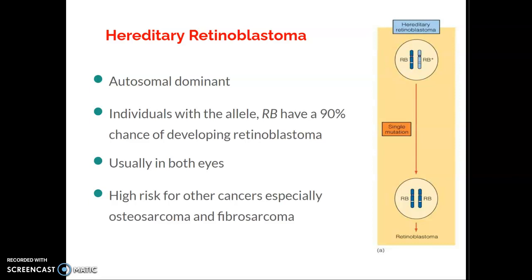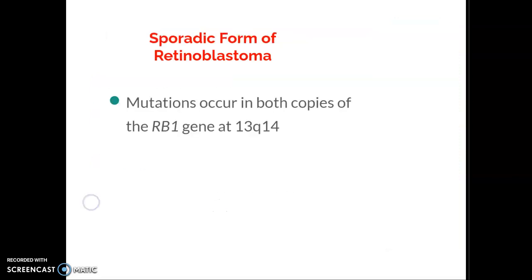Now, as you can see, if this person has the mutation to begin with, like Melissa, there's a 90% chance of them developing retinoblastoma. This usually occurs in both eyes because all the cells in the body have the mutation. And because all the cells in the body have this mutation, osteosarcoma and fibrosarcoma are also going to be seen too. Now, if it's sporadic, it's a little different story.